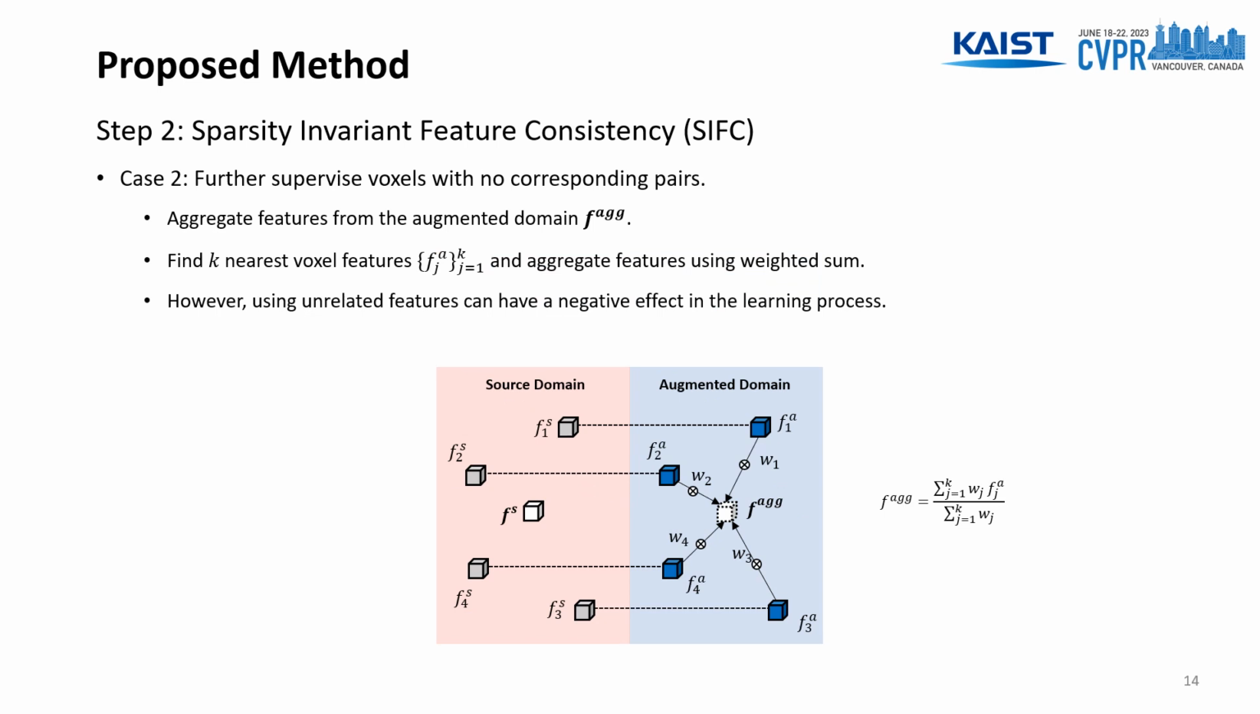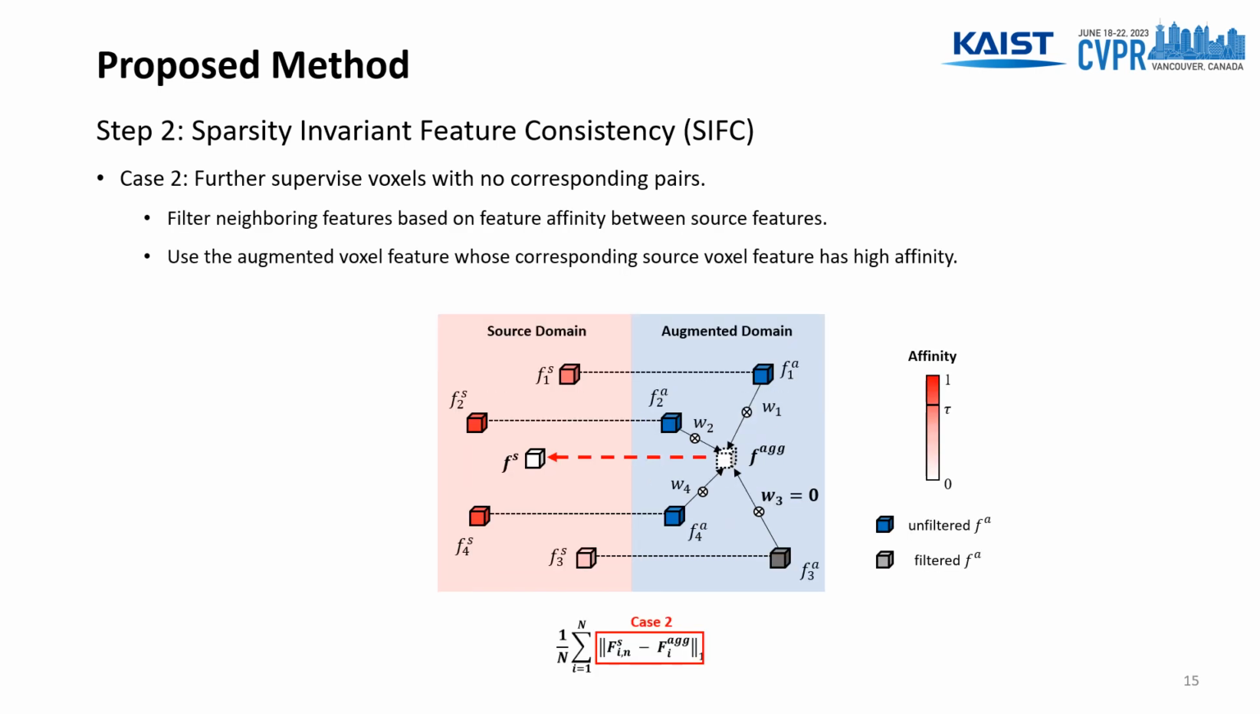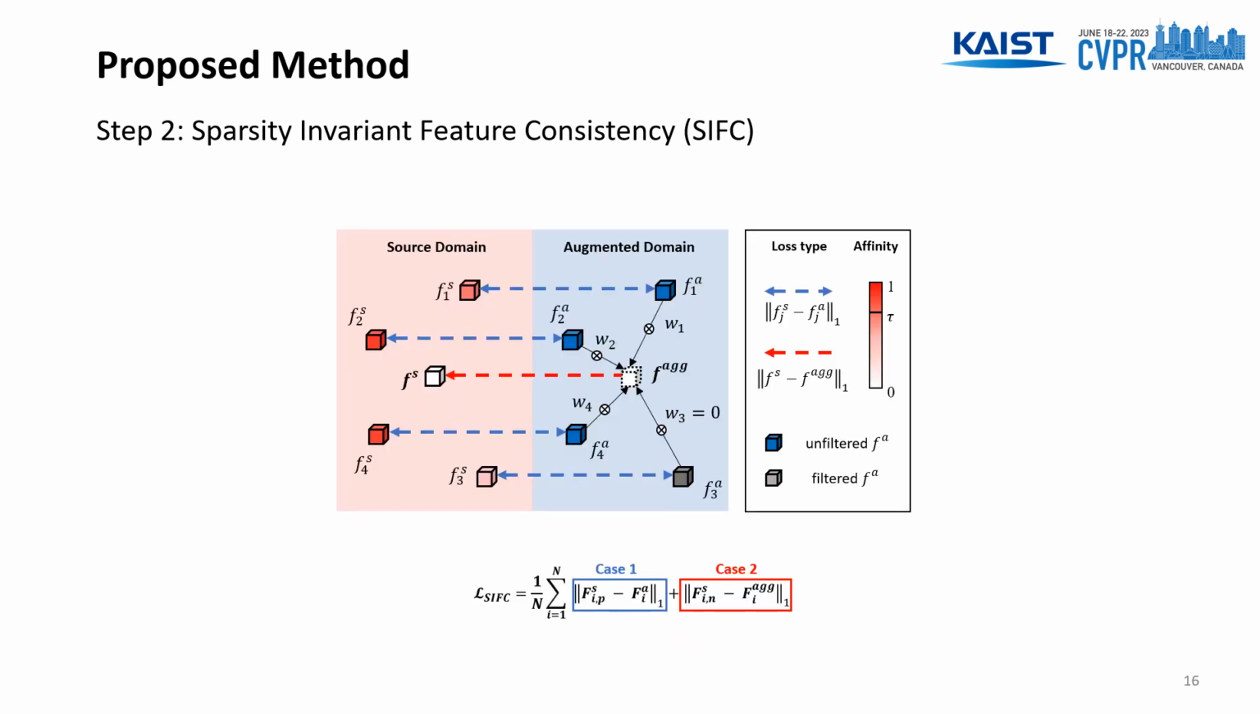Next, we deal with voxels with no corresponding pairs by making a virtual voxel in the augmented domain. We select the k nearest voxel features and aggregate them using weighted sum. However, aggregating all k neighboring features can have a negative effect in the learning process due to the propagation of irrelevant class features. Therefore, we further filter out neighboring features by calculating feature affinity between the source voxel features. Then the corresponding augmented voxels that have higher affinity than the predefined threshold are aggregated. Finally, this aggregated voxel feature is used to supervise the source domain voxel with L1 loss. The final SIFC loss is formulated as the summation of case 1 and case 2.